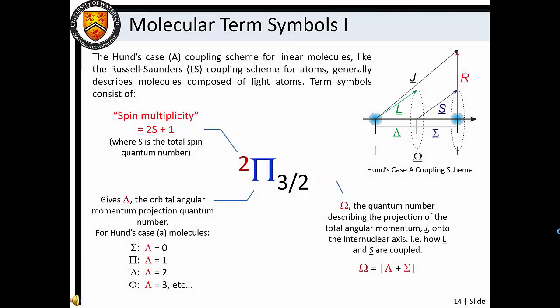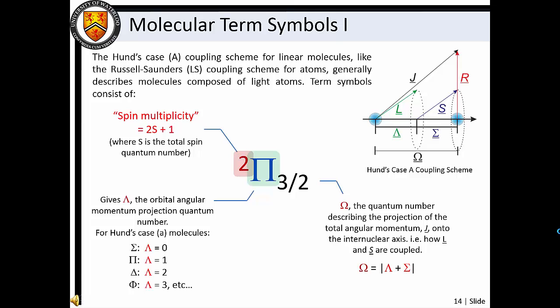As was the case with atoms, molecular term symbols provide a succinct notation for molecular quantum numbers. The example shown below is a possible term symbol for a linear molecule exhibiting Hund's case A angular momentum coupling. We see that the superscripted value describes the spin multiplicity, which is the number of ways that lambda and sigma can couple. The central Greek letter gives lambda, the orbital angular momentum projection quantum number.